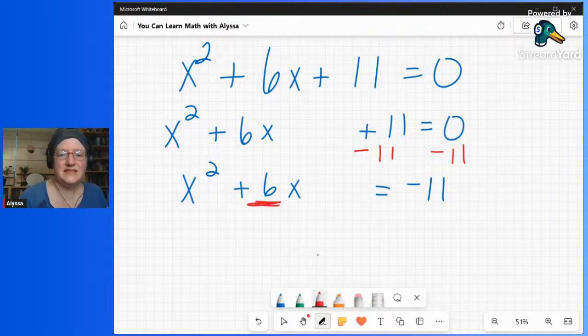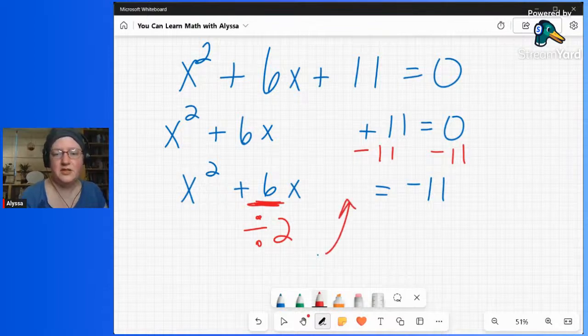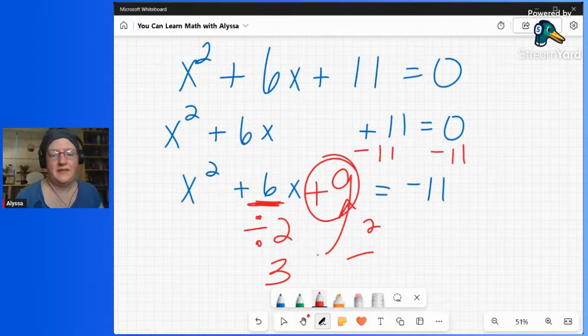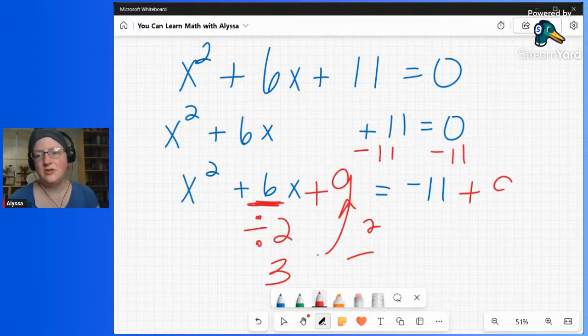The process is you take this middle term, you divide it by 2, and then you take that number and you square it. And that's it. So 6 divided by 2 is 3. 3 squared is 9. And when you add that 9, you add it to both sides.